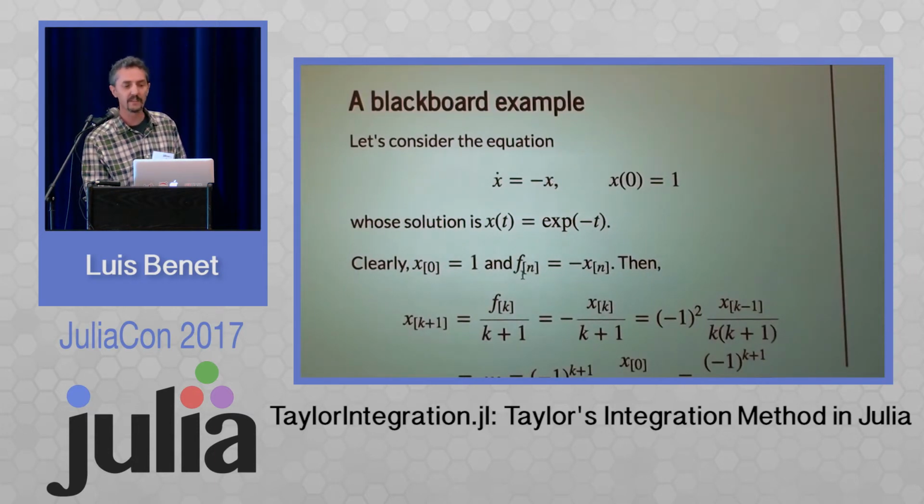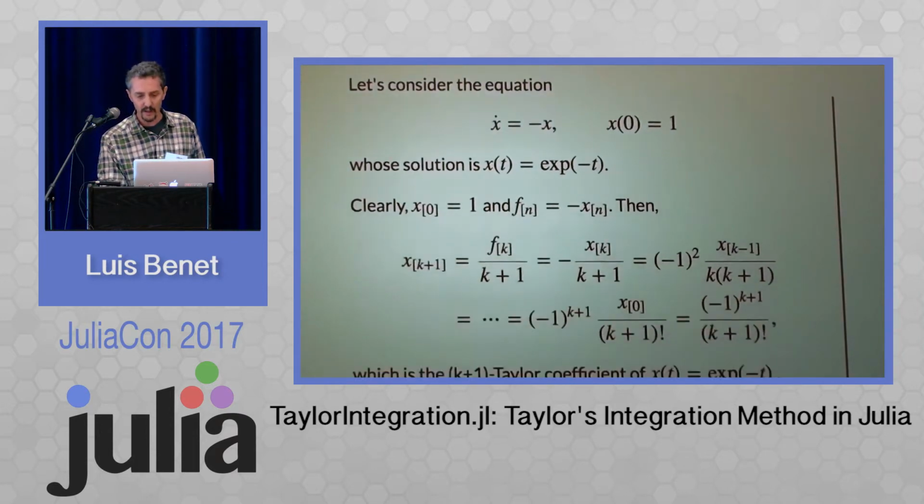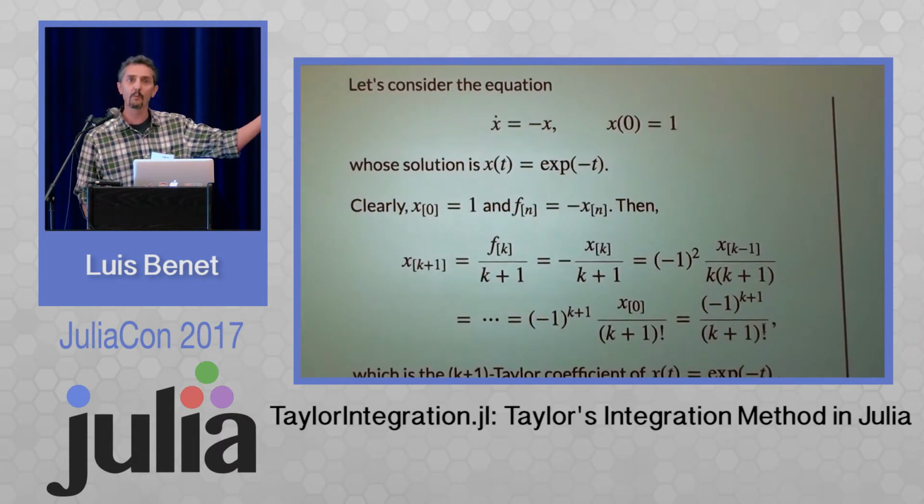So f, the Taylor series of f, except for a sign, will be the Taylor series of x. Now you plug that into the recursion equation, you do a couple of things, and you end up with this expression. And that expression is the k plus 1 term of the exponential of minus t. So you are done. You are very comfortable in the sense that you are actually getting what you should.